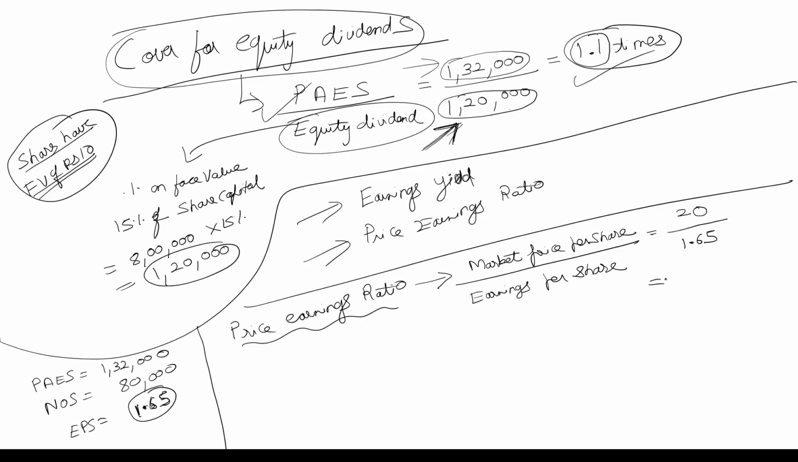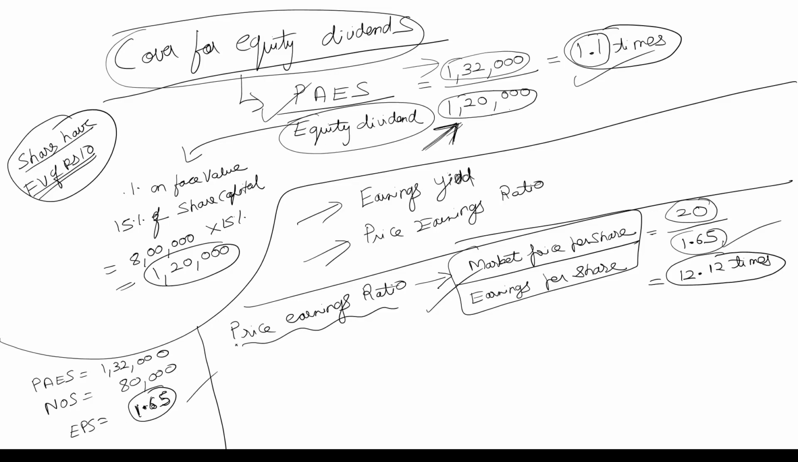So 20 divided by 1.65, I get 12.12 times. Price earnings ratio is generally expressed in terms of number of times, 12.12 times. So this is price earnings ratio. This is the definition and this is the calculation. The definition is market price per share divided by earnings per share, and the calculation is 12.12, where 20 is the market price per share and this is the earnings, and this is how we calculated that.